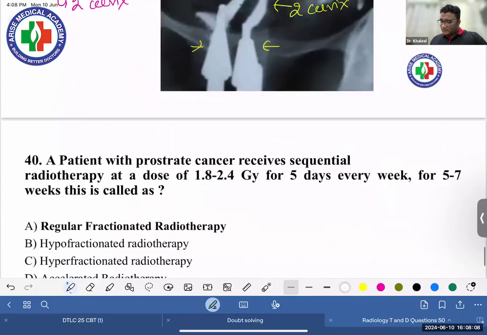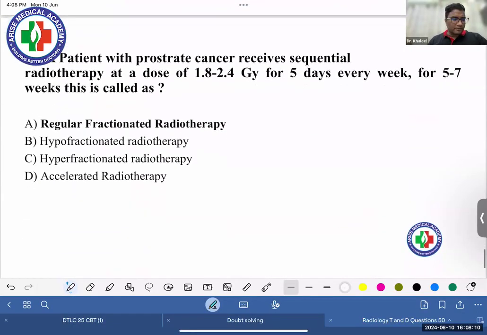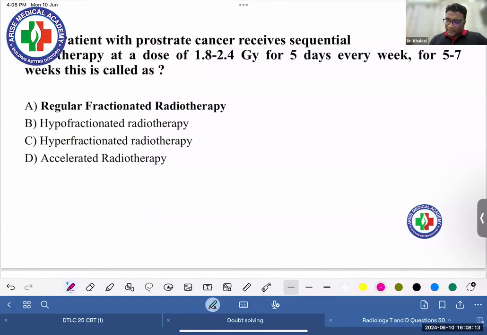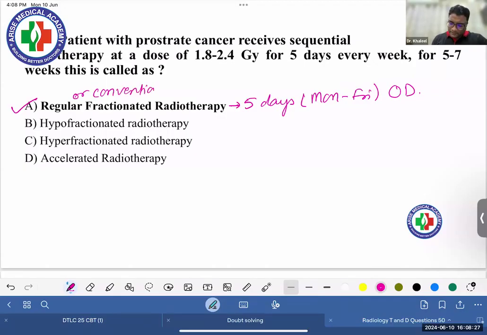Next thing, coming to the types of radiotherapy that we have. The fractionated or regular radiotherapy, this is 5 days a week, Monday to Friday, right? OD dose, once daily dose. This is regular fractionated, also called conventional radiotherapy, right? So this was a previous FMG question.